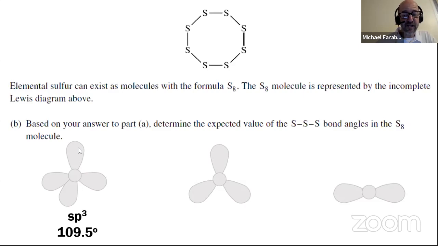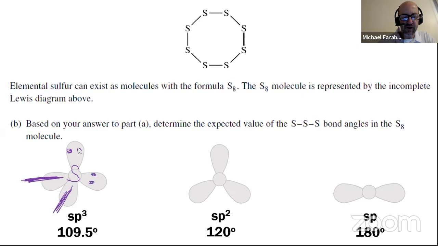If I have only 3 electron domains, it's sp2 hybridized for the central atom, and that's a bond angle of 120 degrees. And of course, if I have sp, which would be linear, that's 180 degrees. So our sulfur atom, according to the answer in part A, has 2 bonding pairs of electrons coming off of it, and then it also has 2 non-bonding pairs of electrons. So this is looking like 109.5. Each sulfur atom should be sp3 hybridized. So I'm going to say 109.5 for part B.